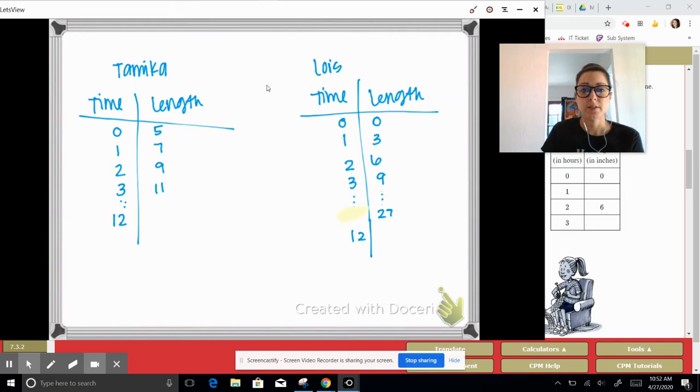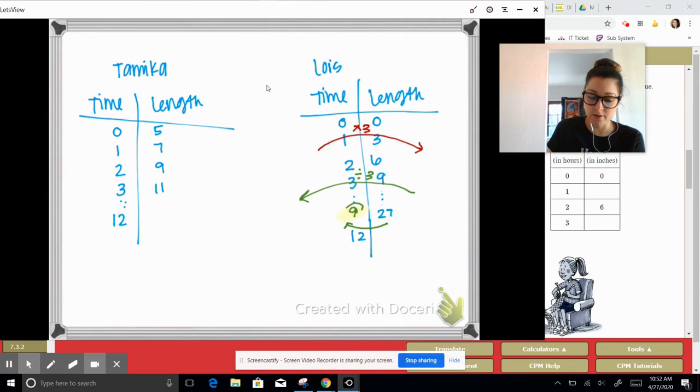Since we know that Lois's unit rate is 3 inches per hour, going from time to length, I'm multiplying by 3. So if I go backwards and take length to time, I'm going to divide by 3, which makes sense because 3 divided by 3 is 1, 6 divided by 3 is 2. It's just doing the opposite operation. So 27 divided by 3 is 9. So it would have taken Miss Lois 9 hours to complete the scarf.